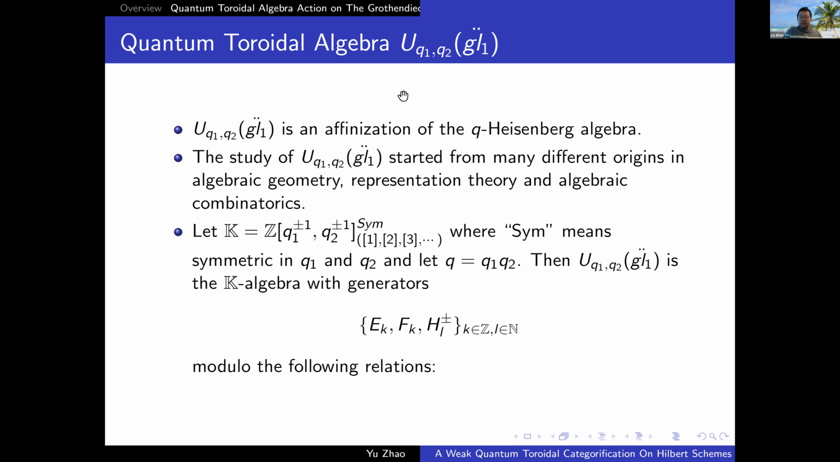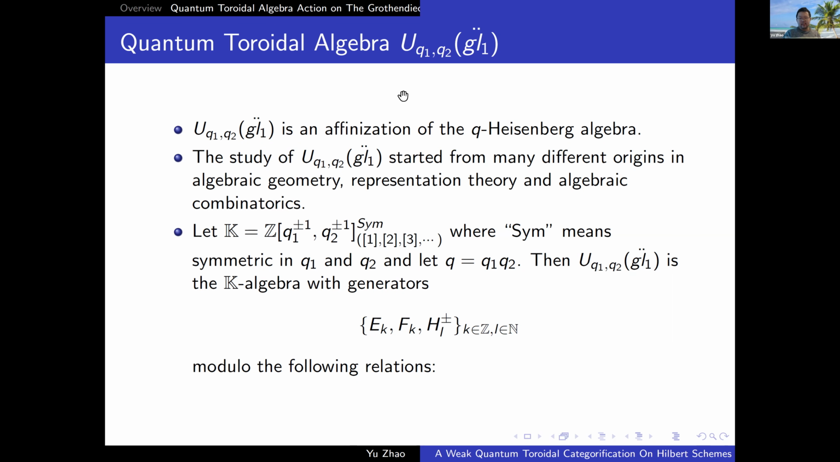As we have said, today we will talk about the quantum toroidal algebra through the viewpoint of algebraic geometry, but we can also consider this through the viewpoint of representation theory and also algebraic combinatorics, for example like the shuffle theorem.